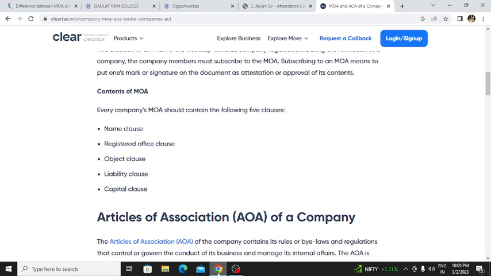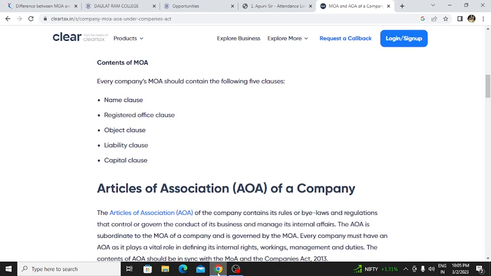So the content of MOA: every company's MOA should contain the following clauses. Under this MOA, the clauses are the name clause, registered office clause, subject clause, object clause, liability clause, and capital clause. Under the name clause is the name of your company. Basically you can't take any name for a company according to your wish. No, that does not apply here.